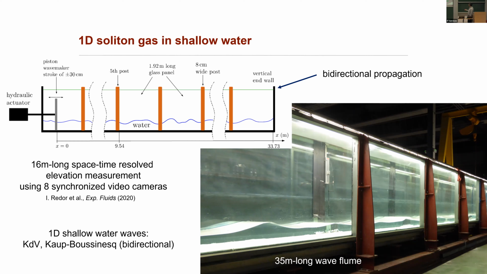We have glass windows on the side, so we measure the wave elevation by putting 8 video cameras on the side, each one measuring the water elevation on one of these windows, so that at the end we have a time-resolved measurement over 16 meters, like half the wave flume here. If you really want an equation, it's 1D shallow water waves, so it's KdV, except here it's bidirectional, so it's rather Cobb-Boussinesq, which is a bidirectional version of this.